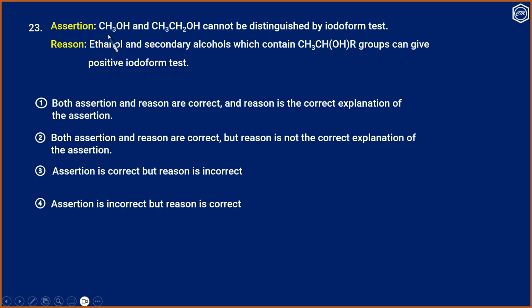And we know that this is methanol and this is ethanol. And ethanol answers iodoform test. So we can distinguish between methanol and ethanol using iodoform test. So assertion is wrong. Then ethanol and secondary alcohols which contain CH3CHOH-R groups can give positive iodoform test. Reason is correct. So option 4 is correct. Assertion is incorrect, but reason is correct. And that is the correct answer.